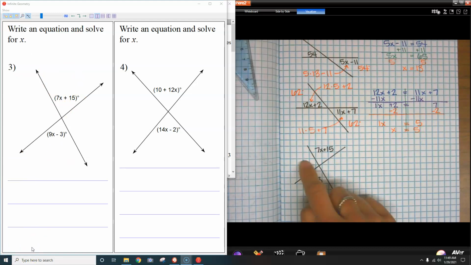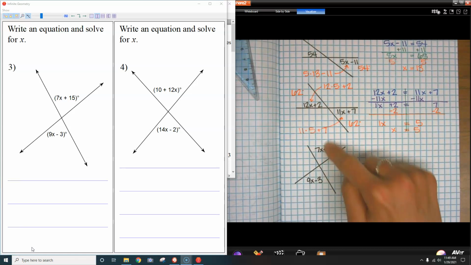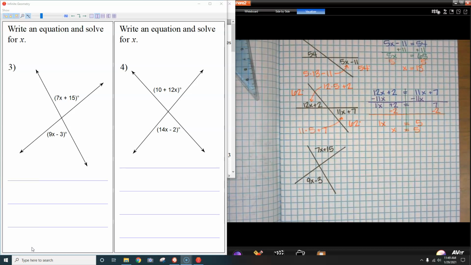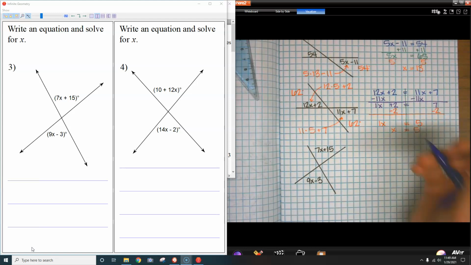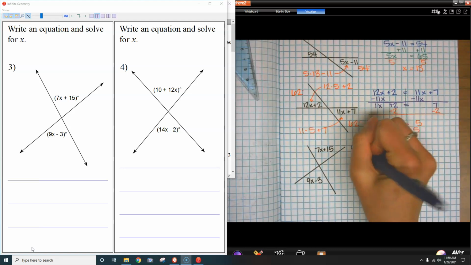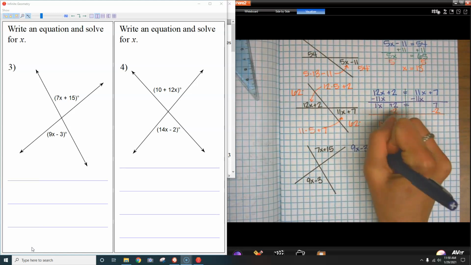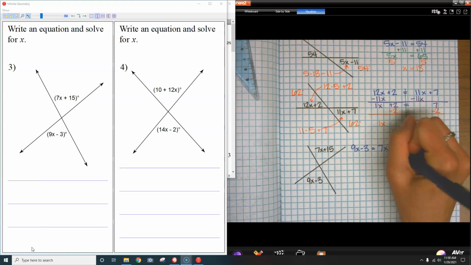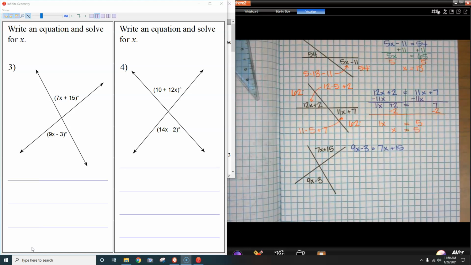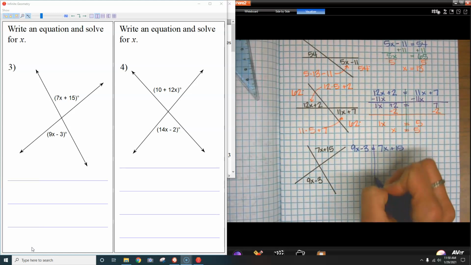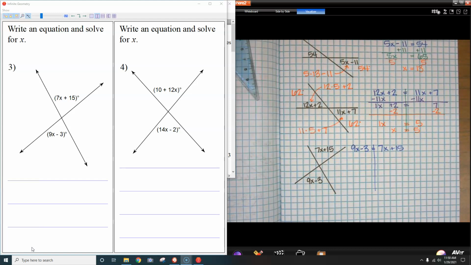Vertical angles are when 2 lines intersect and opposite angles will be equal to each other. It doesn't matter which expression you start with, but both angles should be equal to each other. I'm going to start with 9x minus 3 equals 7x plus 15. Again, it doesn't matter which expression you write on which side. I'm going to draw my line so I can see that I have 2 sides.